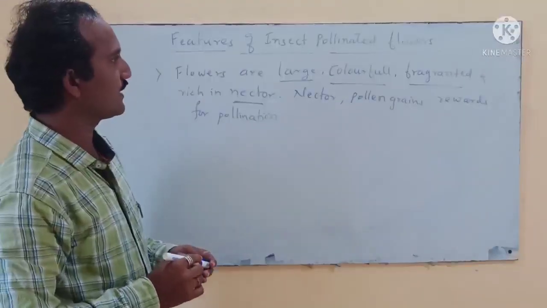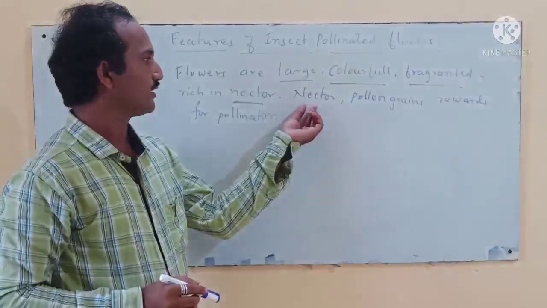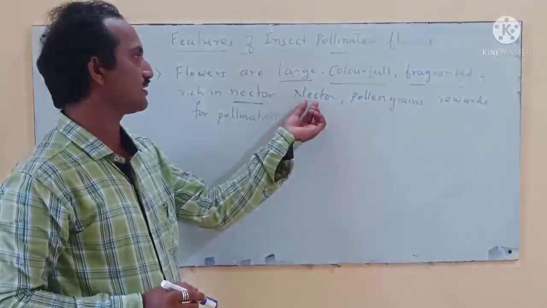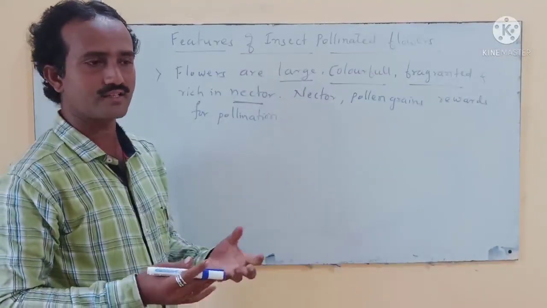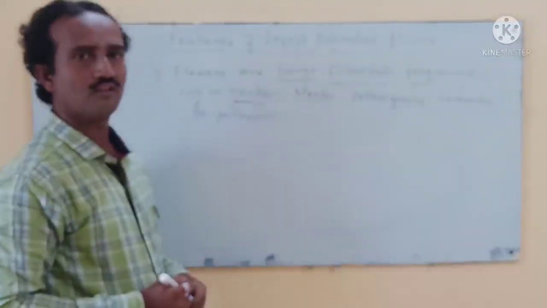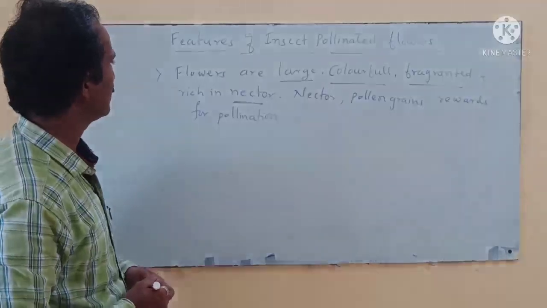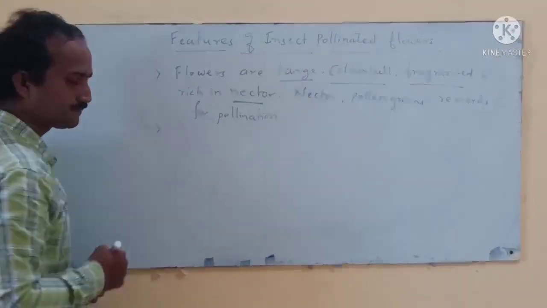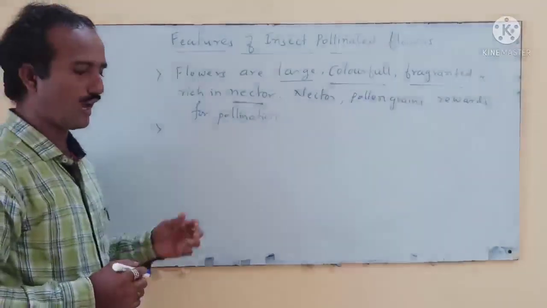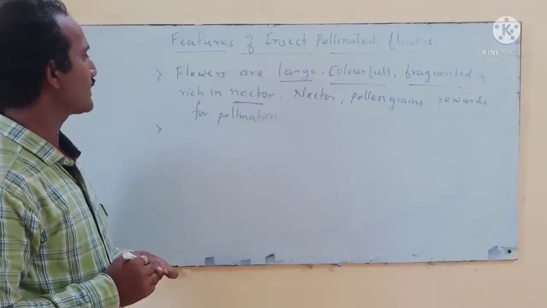During the pollination, they get the pollen grains as well as the nectar. That is the reward for the pollination from the insect pollinated flowers. This is the one feature. The second feature is, when the flowers are small, what are they doing?